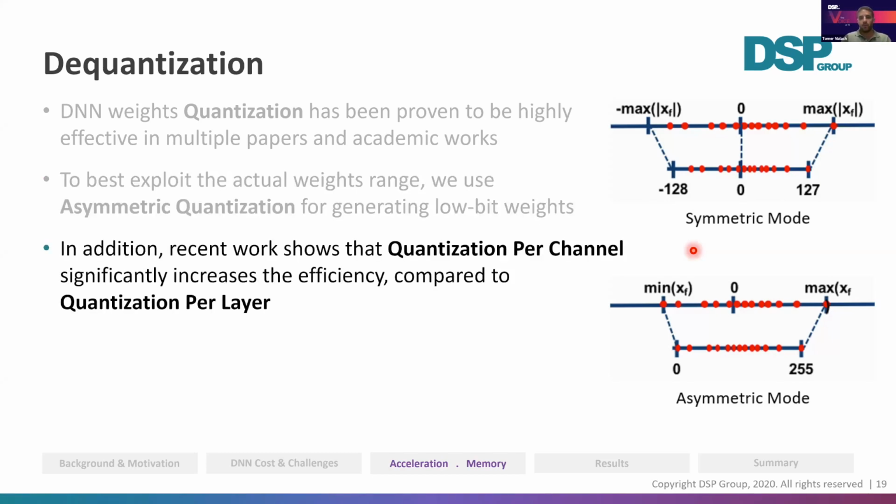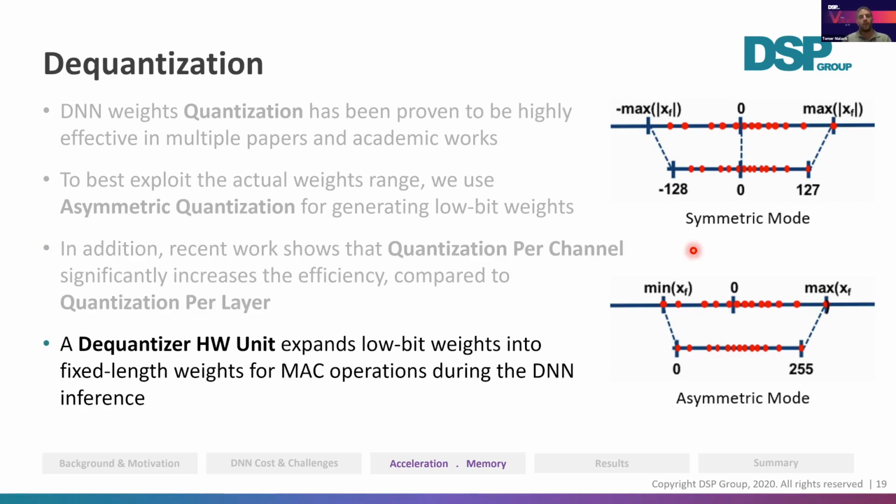In addition, it's important to mention that quantization per channel is very efficient and has been proven to significantly increase the efficiency compared to quantization per layer, meaning that in convolutional layers and depth-wise separable convolutions, the usage of quantization per channel instead of quantization per layer will be much more efficient. So inside the SoC, we have a dequantizer hardware unit that expands low bit weights into fixed length bit weights before the MAC operation, meaning that the memory stores the weights with low bit representation. The dequantizer expands those weights into fixed length weights, and then the MAC operation is executed.